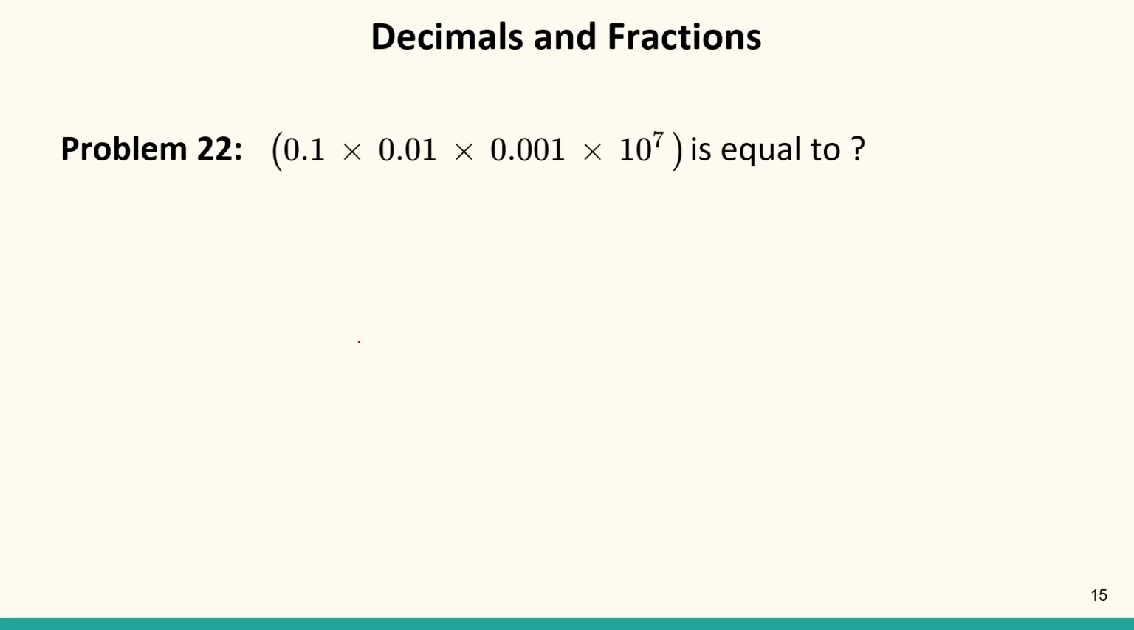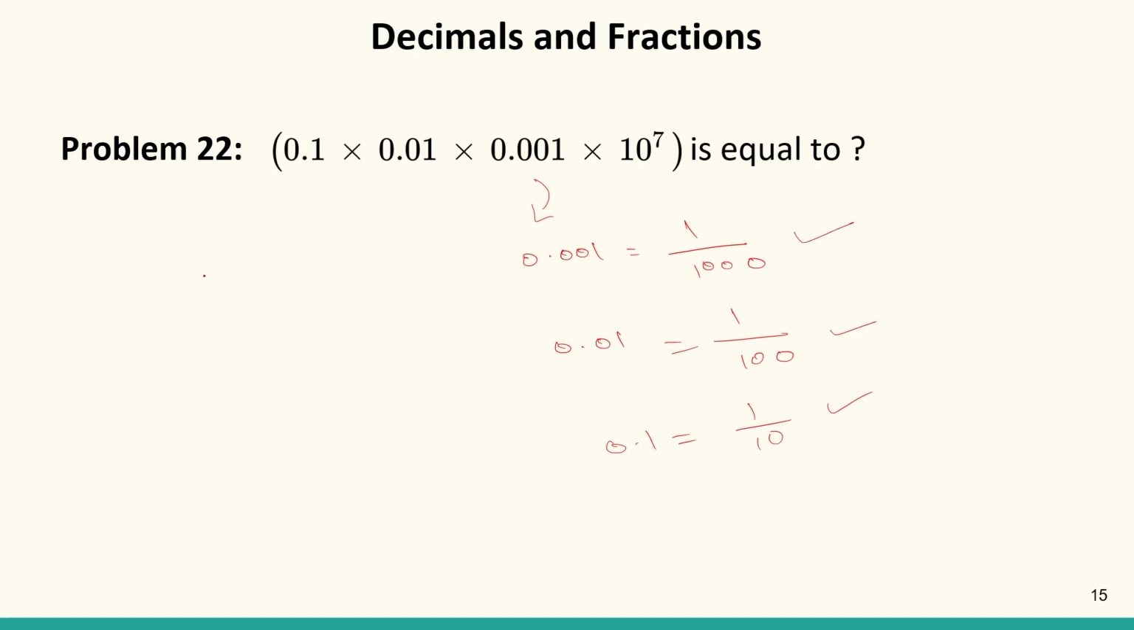So problem number 22. What we have is 0.1 into 0.01 into 0.001 into 10 power 7. We already knew from the last question that 0.001 is actually equal to 1 by 1000. 0.01 is actually equal to 1 by 100, and 0.1 is actually equal to 1 by 10.